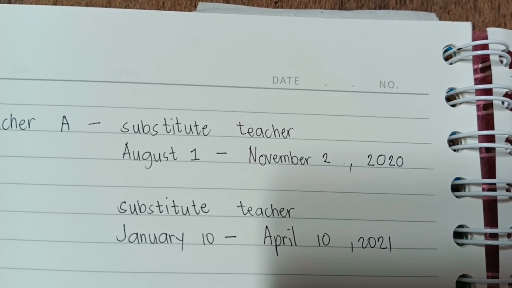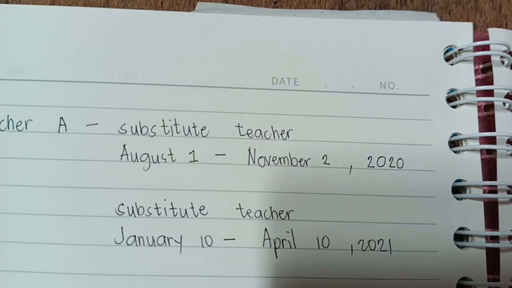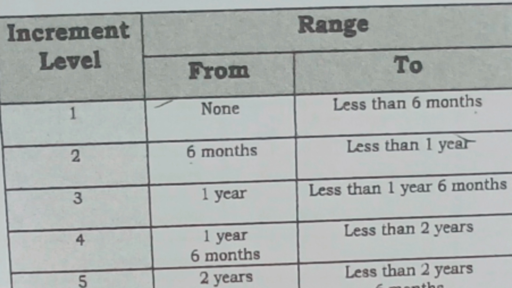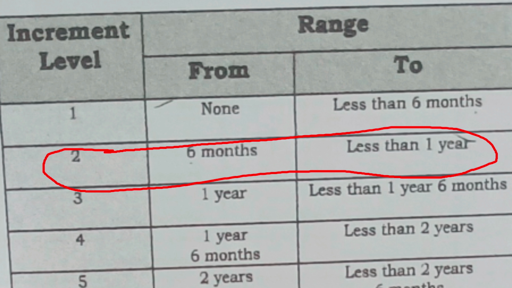Now let's go back to the increment table. If you see the increment table, a total of 6 months of experience to less than 1 year, that's increment level 2.